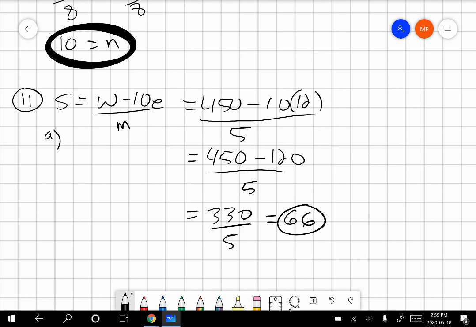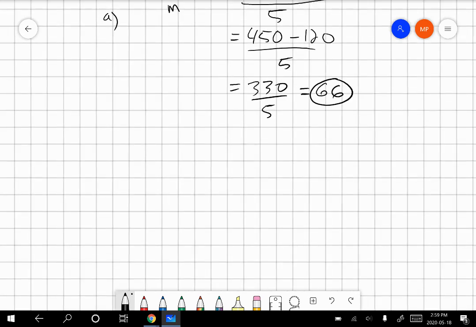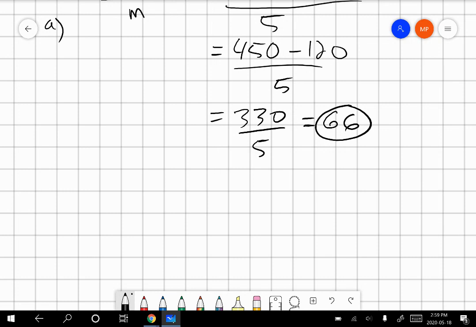It says if Rana makes no errors, how many words would she have to type in 5 minutes to have the same speed as Mark? All right. So they do give you different things in that one. So I'll show you a little bit about that one. So in part B, you want to have that same speed.